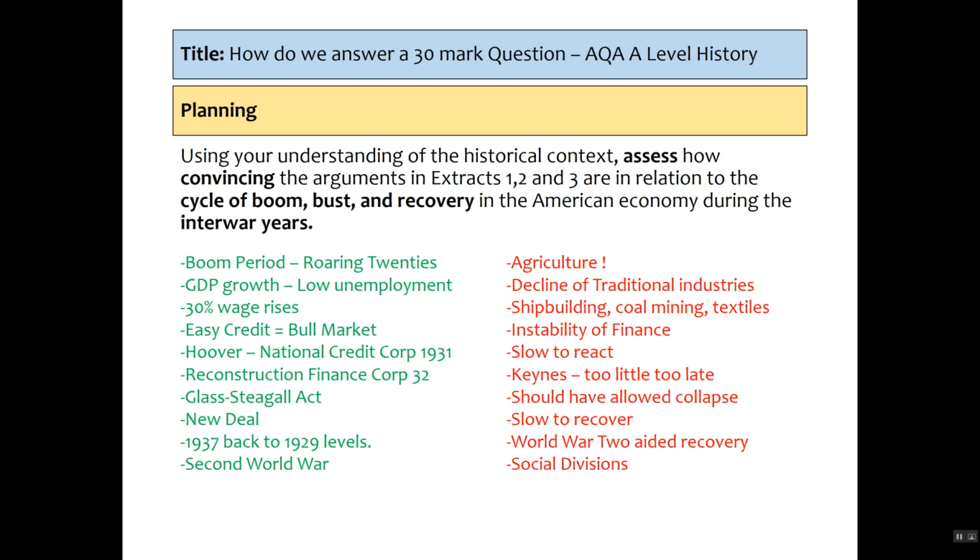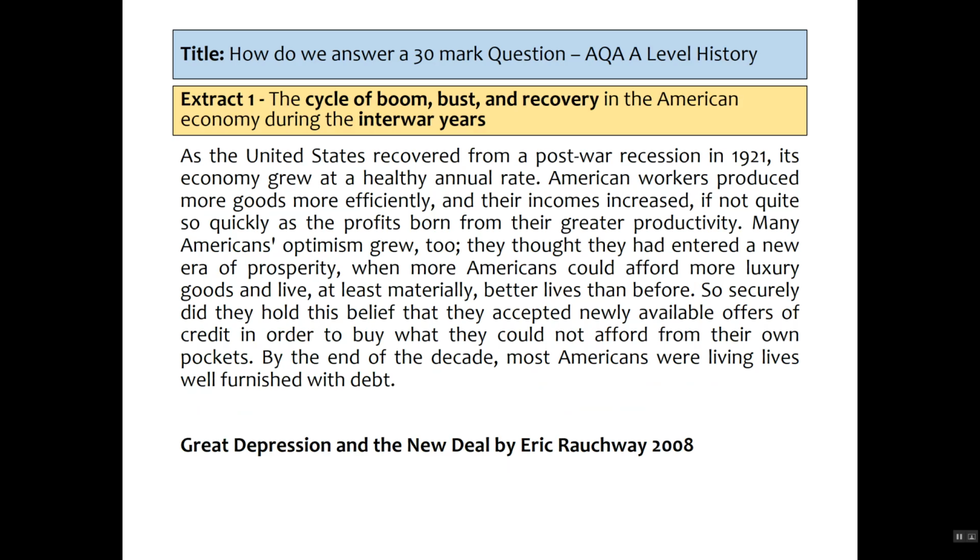So on one hand we've got the boom period, the roaring 20s: GDP growth, low unemployment, 30% wage rises, easy credit, the bull market, etc. And on the other hand, the negatives of this period, the bust: agriculture, decline of traditional industries, shipbuilding, etc. We've got the instability of finance, the lack of government reaction, and that will be the information that we're going to be using in context.